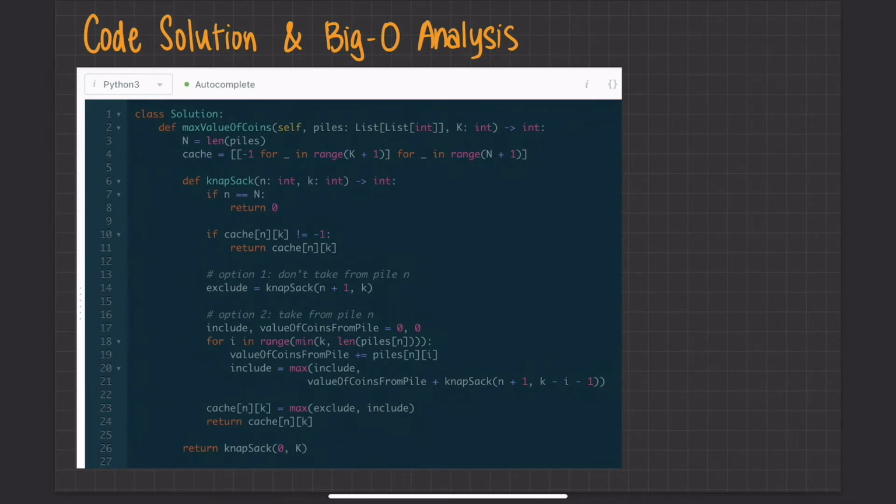Before I go into the code solution and big O analysis, I invite you to try and code this out on your own. So pause the video and come back.